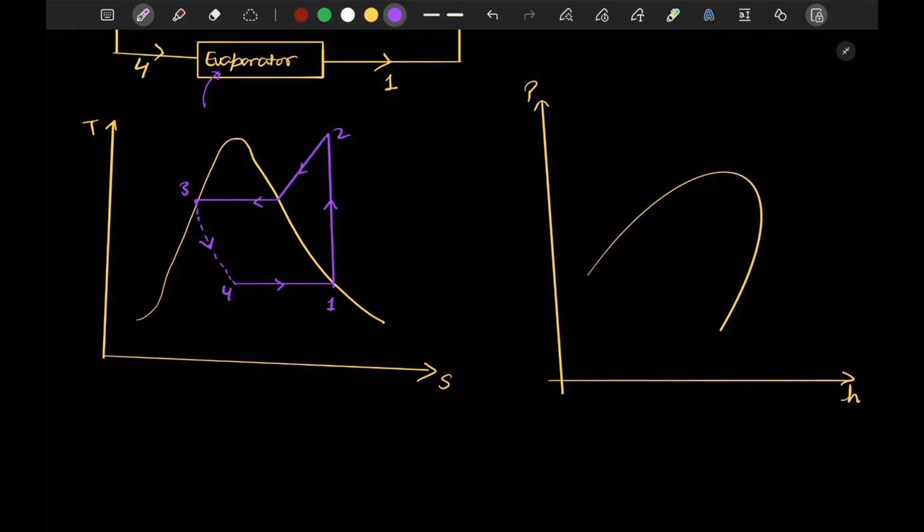Now on the PH diagram, this is point 1. Point 1 to 2 is at constant entropy, and a constant entropy line on the PH diagram is shown like this. Now 2 to 3 is on our constant pressure line, since the y-axis is pressure, so it will be like this. This is point 3, and 3 to 4 is known as expansion, throttling, and 4 to 1 is the evaporator.